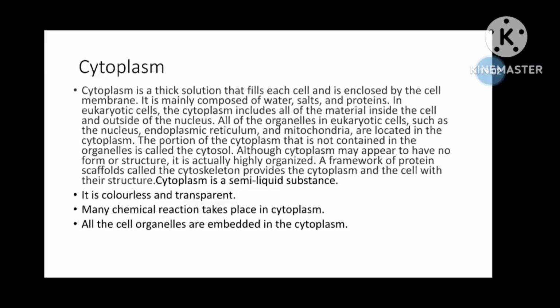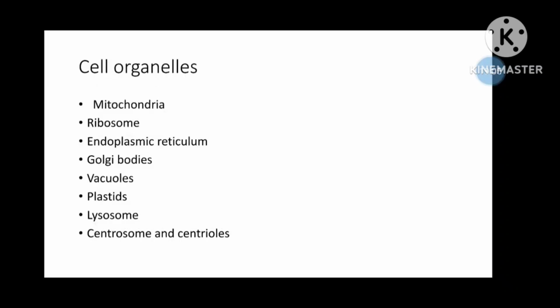Right? Now come to the next slide. Now let's discuss the cell organelles. We have already discussed that a cell has different types of cell organelles, and all the cell organelles perform different functions. Some cell organelles are mitochondria, ribosome, endoplasmic reticulum, Golgi bodies, vacuoles, plastids, lysosome, centrosome and centrioles.